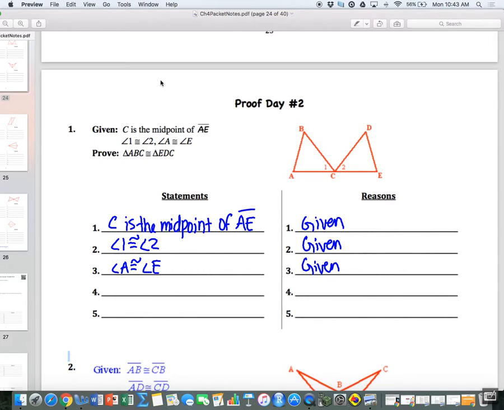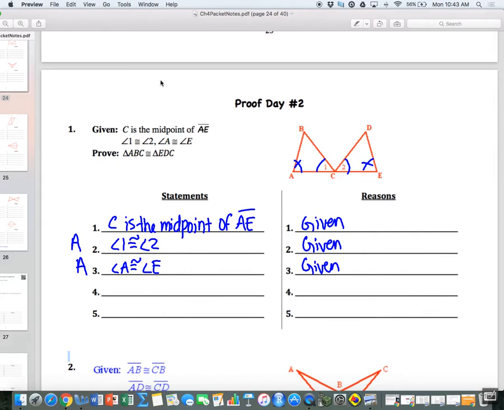Okay, so we know that angles 1 and 2 are congruent. Do those give us anything? Does that give us an A? The only question is, are those angles of the two triangles? Yeah, so they give us an A. I know angle A is congruent to angle E. Use a different marking. So that gives us another A.